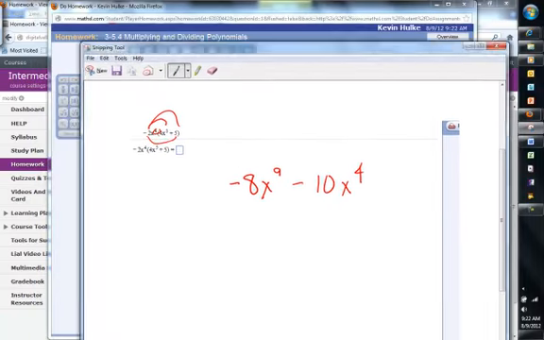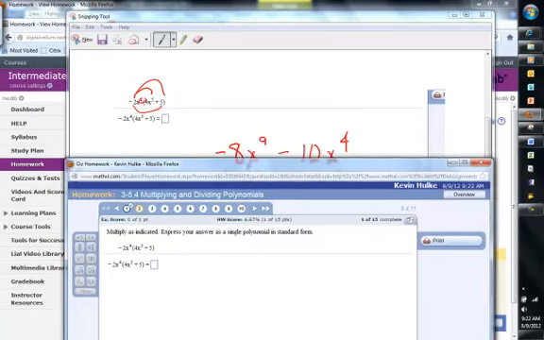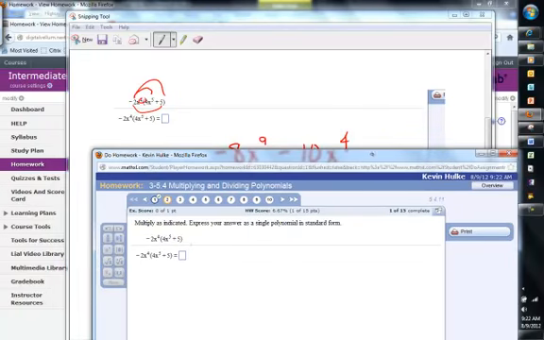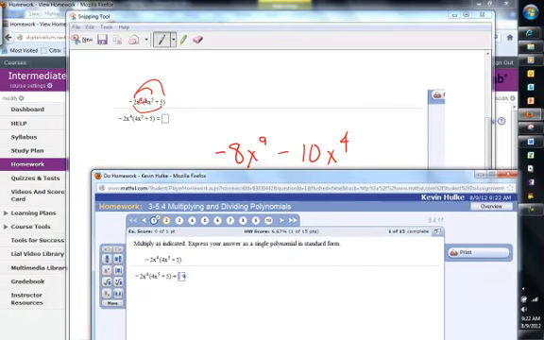So our answer, oops, I can do it the other way around. So our answer will be negative 8x to the 9th minus 10x to the 4th.